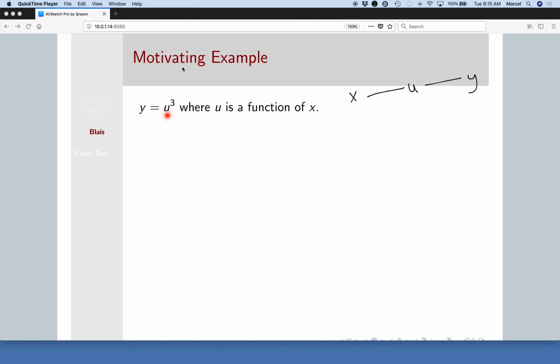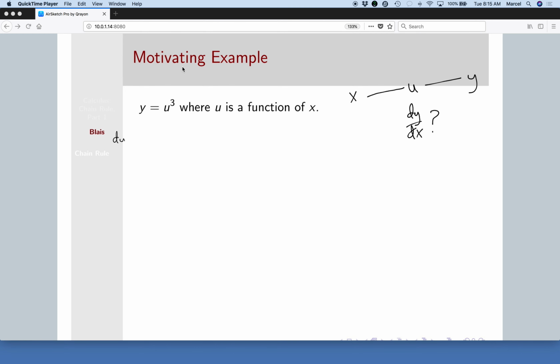So here we have, in this example, y equals u cubed, and then u is a function of x. And then the question is, what is dy dx? If we change x, how does that send a change to u, which then sends a change to y? We can take a look at this using some of our already established differentiation rules.